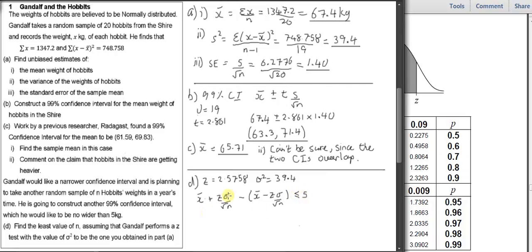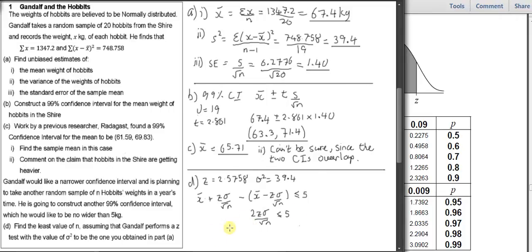Well, this is an inequality that we can solve. If we simplify the left hand side, the sample means cancel, and the minus z sigma over root n gives us 2 z sigma over root n, and that's got to be less than or equal to 5. Now we know z, we know sigma. I'm going to leave them as letters for now because I think it's going to be easier, but we can rearrange this equation to find n.